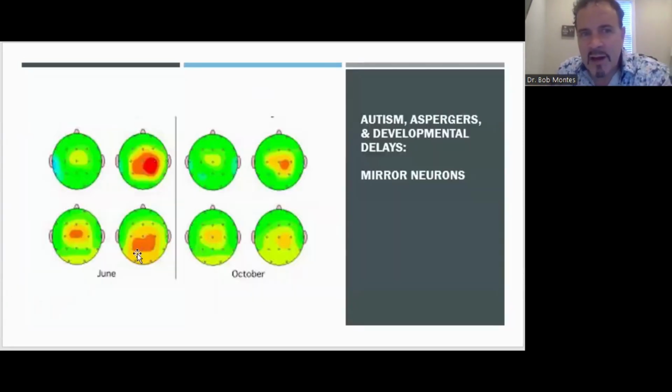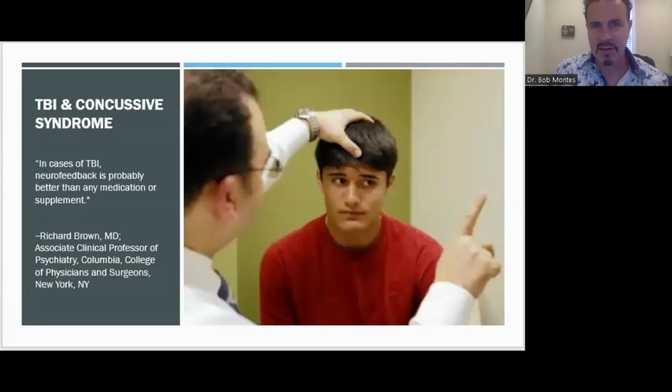Here's a sample of those mirror neurons activated and the mu rhythm showing some problems. And a few months later, after steady treatment, the individual is showing a lower amount of that in that region of the brain. So it's nice to see that we can help these subjects with this issue. I'm going to read this. This says TBI and concussive syndrome. In cases of TBI, neurofeedback is probably better than any medication or supplement.